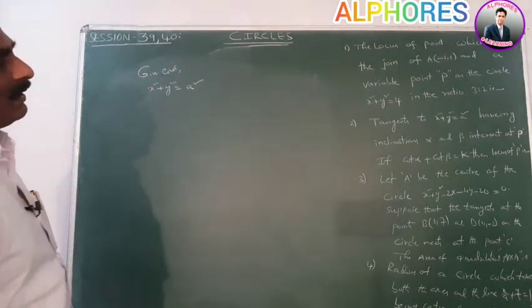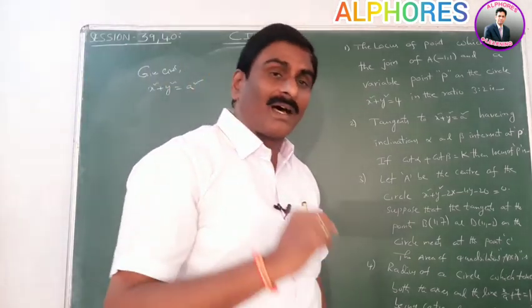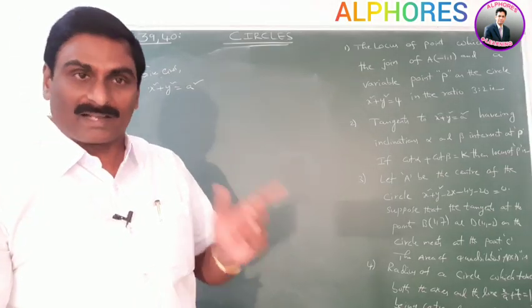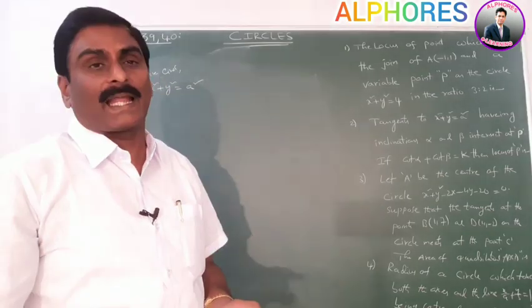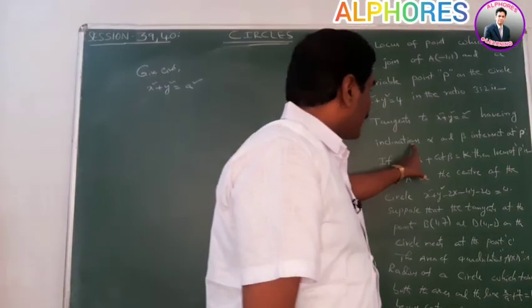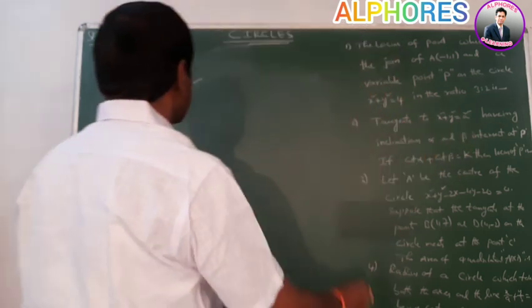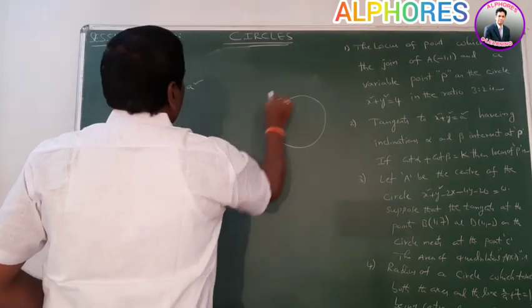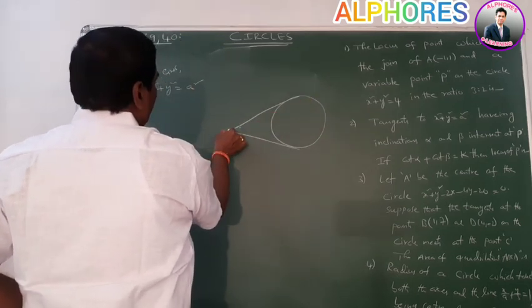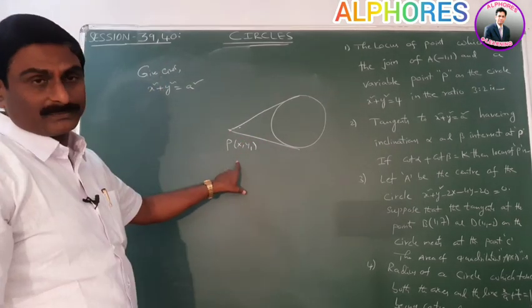Here the slopes of the tangents are as follows. If the line makes an angle alpha with the x-axis, then what is the slope of the line? Tan alpha. If the line makes an angle beta with the x-axis, then the slope is tan beta. Here, the inclinations of the tangents are alpha and beta and they are intersecting at P. Suppose this is the circle, this is one tangent, this is another tangent, and these two intersect at P. Say this point is (x1, y1). Now we find the locus of this point.